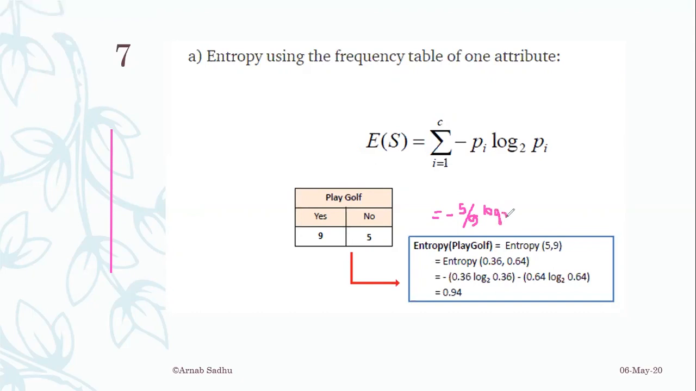And next term will be this, sorry, 5 by 14. This is 5 by 14, 5 by 5 plus 9, 5 by 14. And the next term will be minus 9 by 14 into log 2 9 by 14. Next term will be minus 9 by 14 log 9 by 14.